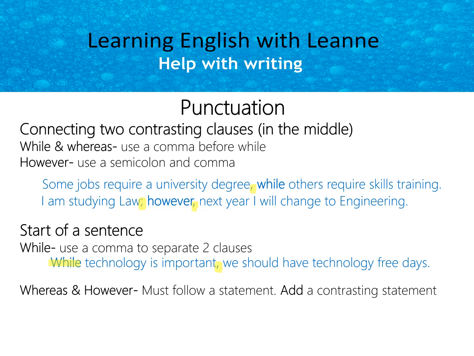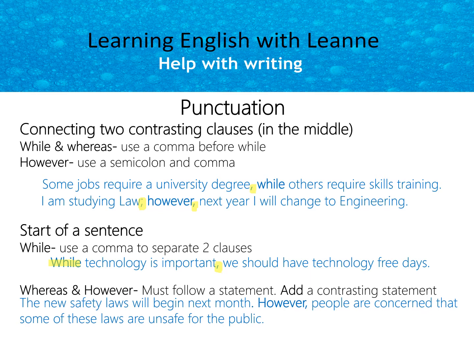Whereas and however are a little bit different because they must follow a statement. And then we will use whereas or however and a contrasting statement. So for example, you can see we've started with a statement. The new safety laws will begin next month. We want to use however. So we start the sentence with however. You can see we have a comma here, and then we present the contrasting statement. It must follow another sentence.